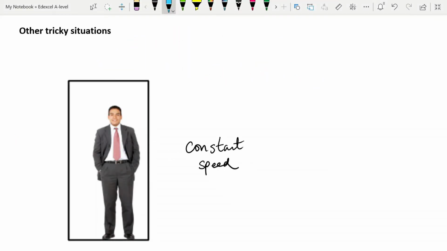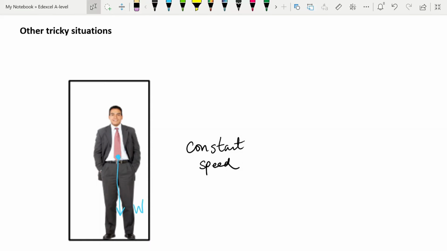Let's look at some tricky situations that might involve Newton's first and second laws. So this is a man in a lift. The lift is going at a constant speed. What can we say about the forces on the man? Well, we know that the weight of the man is acting from his center of gravity downwards. Because the lift is going at a constant speed, and therefore the man is going at a constant speed, we know that the normal contact force from the floor must be equal to that weight, and it's pointing upwards.